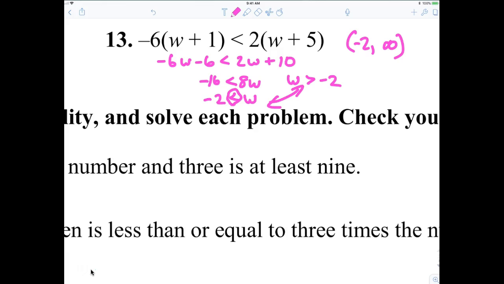That's where most people make their mistake. That's not true. Think of it like this. I'm sitting on a number line. Here's negative 2. If negative 2 is less than W, where does W go, to the right or to the left? That would make W less than negative 2.